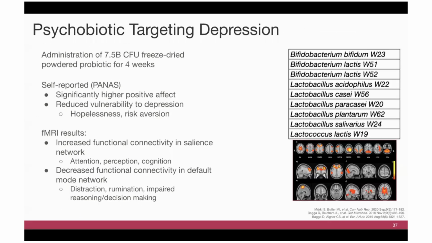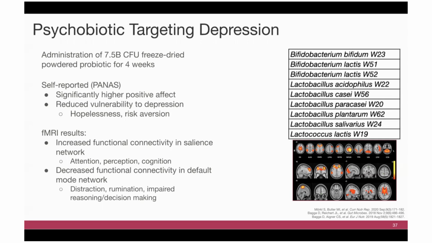This particular study focused on depression specifically. And in this study, patients were given a multi-strain freeze-dried powder probiotic in a 7.5 billion CFU dosage. I really like this study because they looked at both objective, which are the fMRI studies, as well as subjective, which are the PANAS studies.